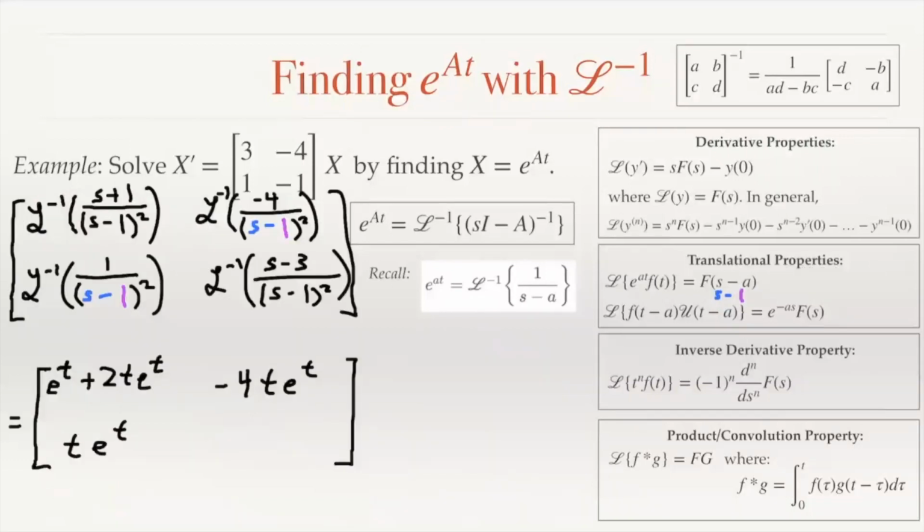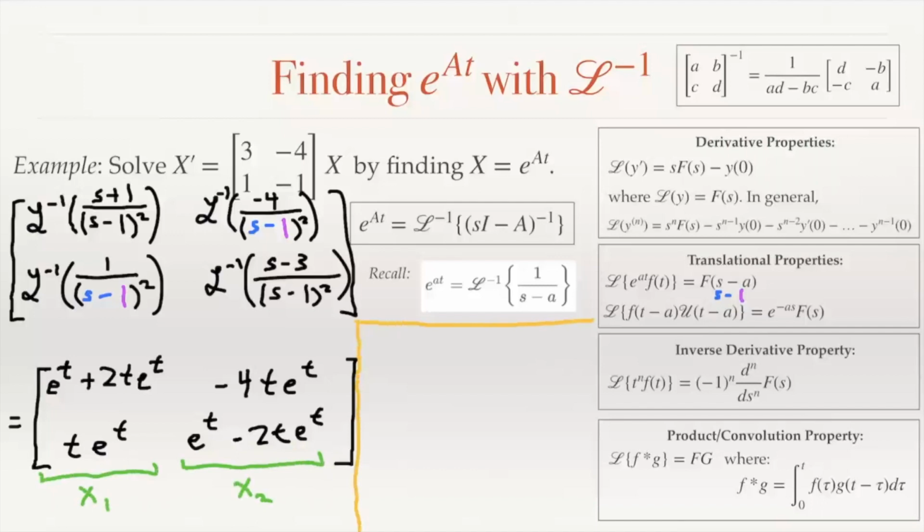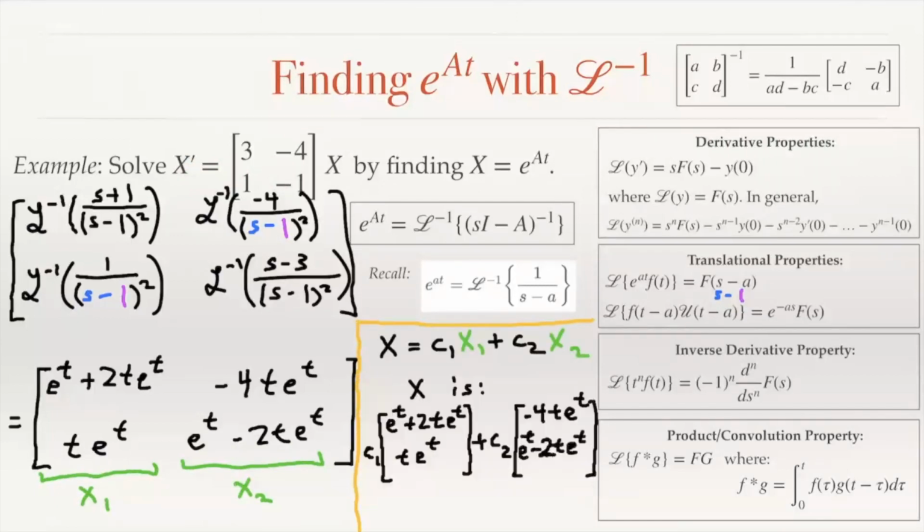So we have found that this guy is e to the t minus 2t e to the t. So we're done. We found the matrix exponential. And remember that the general solution is an arbitrary linear combination of these two columns, x1 and x2. So the solution to this system of differential equations is x equals c1 x1 plus c2 x2. So our actual solution to this system is this arbitrary linear combination.